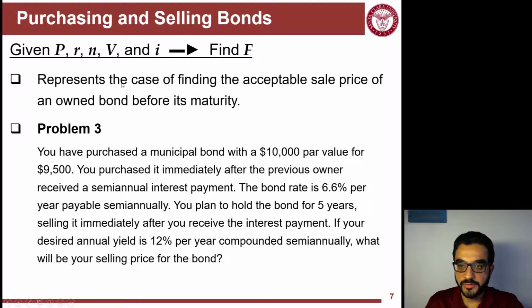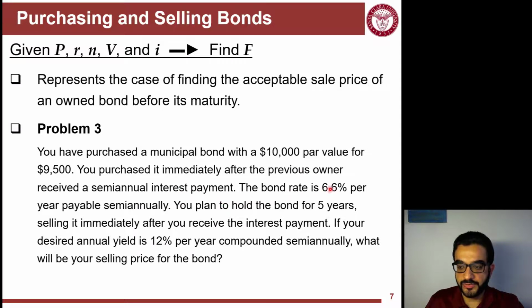The third and the last case is we're given everything and we're looking to calculate F, which represents the case when you are trying to sell the bond and trying to figure out what's the acceptable sale price. So let's see this exercise here. We're given the purchase price of a bond that has a face value of 10,000 that was bought by you for 9,500. So you kind of got a discount on it. You purchase immediately after the previous owner received the semi-annual interest.